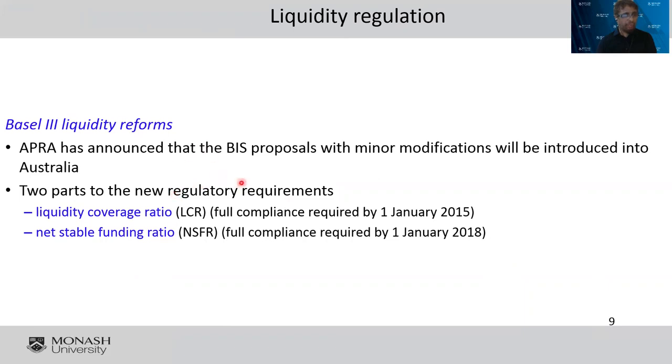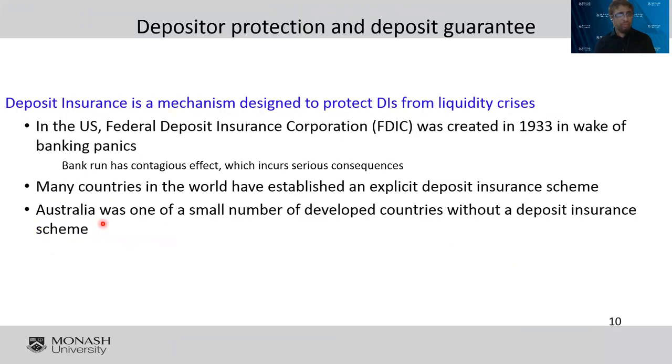Basel liquidity has two ratios, the liquidity coverage ratio and the net stable funding ratio. This is a long calculation, but I still want you to know it by name, as information that Basel, which is the international regulator, also has its own liquidity requirements.